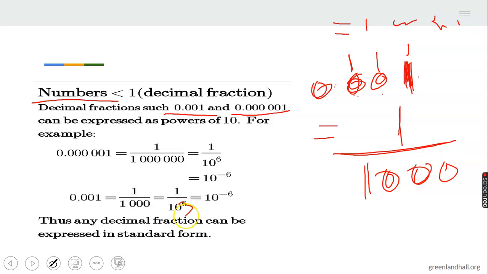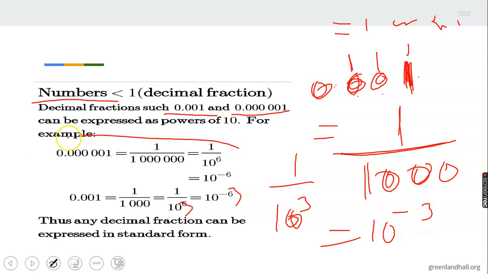This should be 3, and this should be minus 3. It's a mistake here. Now, when you count the number of zeros, it will be 1 all over 10 raised to power 3. Now, from our indices, we know 1 over 10 raised to power 3 can be written as 10 raised to power minus 3. The same thing you apply here to get your answer. You can see from decimal fraction to indices.